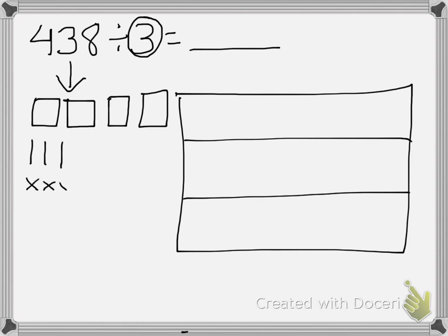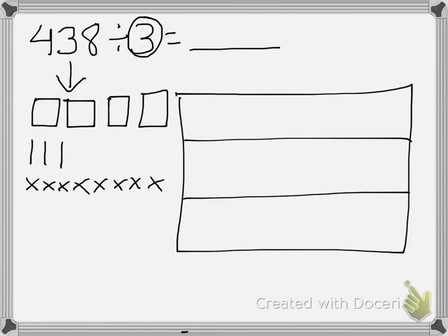Now it's really important that you use these symbols. These work really well so that you don't get confused. So I want to double check. I have 400, I have 3 tens is 30, and I have 1, 2, 3, 4, 5, 6, 7, 8 ones. Now I'm ready to divide.